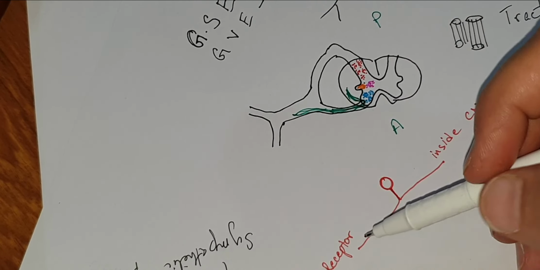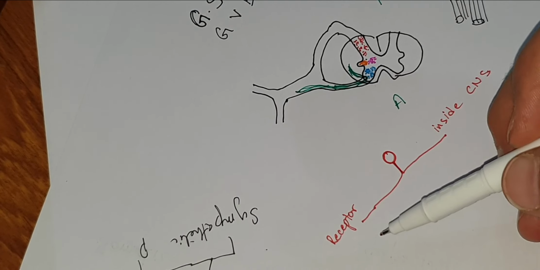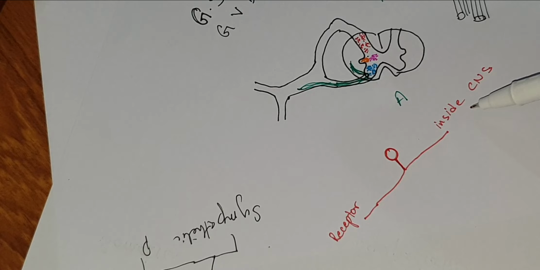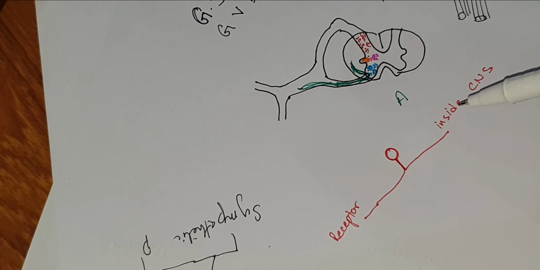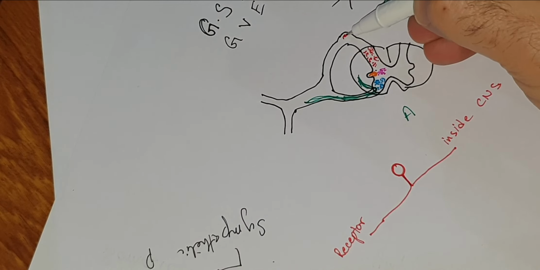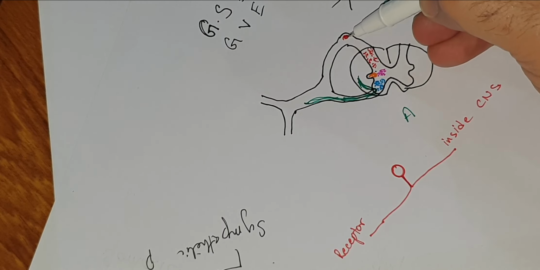The one which is receiving the signal from the receptor is called the dendrite, and the other which is going towards the CNS is called the axon. These pseudo-unipolar cells are located in the posterior root ganglion. The cell body is lying here.